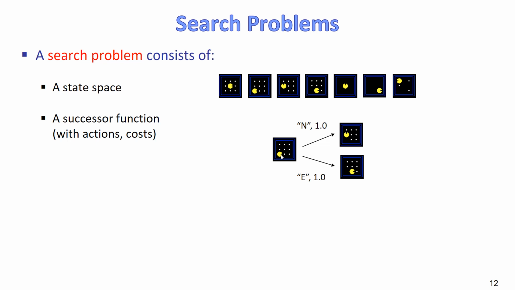That's the second component. The third and fourth components are the start state and the goal test, or the goal state. The start state is where we start solving the problem, the state of the world when we started to solve the problem. And the goal state, of course, is the state that we want to reach. This is associated with what we call a goal test, a test that will tell us whether we reached the goal or not.